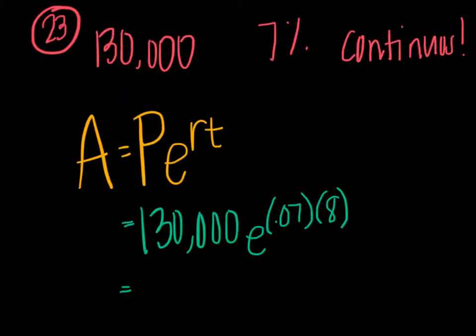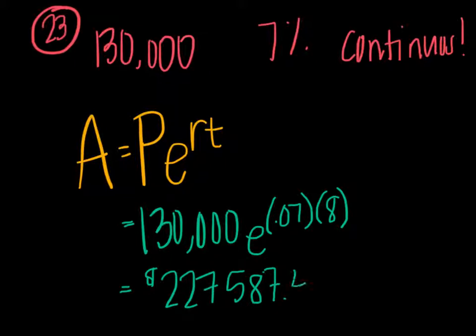And when we do that, I got $227,587, that's a 7, sorry, and 42 cents.